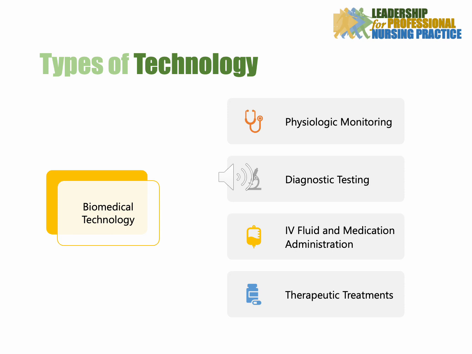And when we talk about physiologic monitoring, we have the vital signs monitors. It could also be oxygen saturation devices. We also have monitors for central venous pressure. Even the ECG and EEG machines and fetal monitors are examples of biomedical technologies which are used to monitor physiologic processes.